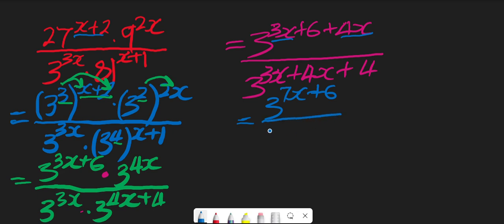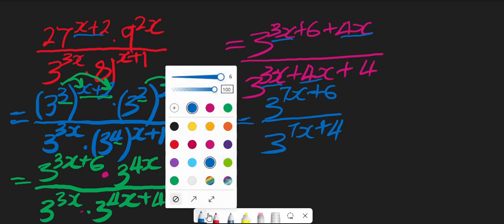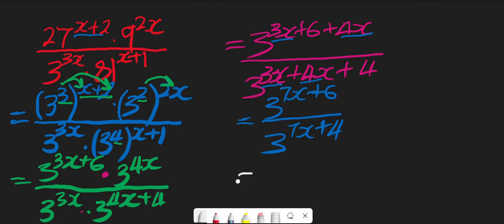Then over, we go to the bottom. We are still adding like terms. We have 3x and 4x again, which is going to give us 7x. Then plus 4. Now we just do it like this. Make sure that you follow every step carefully. So I'm going to write equal to, right? Then now we still have the same base of 3 in the denominator and the numerator.